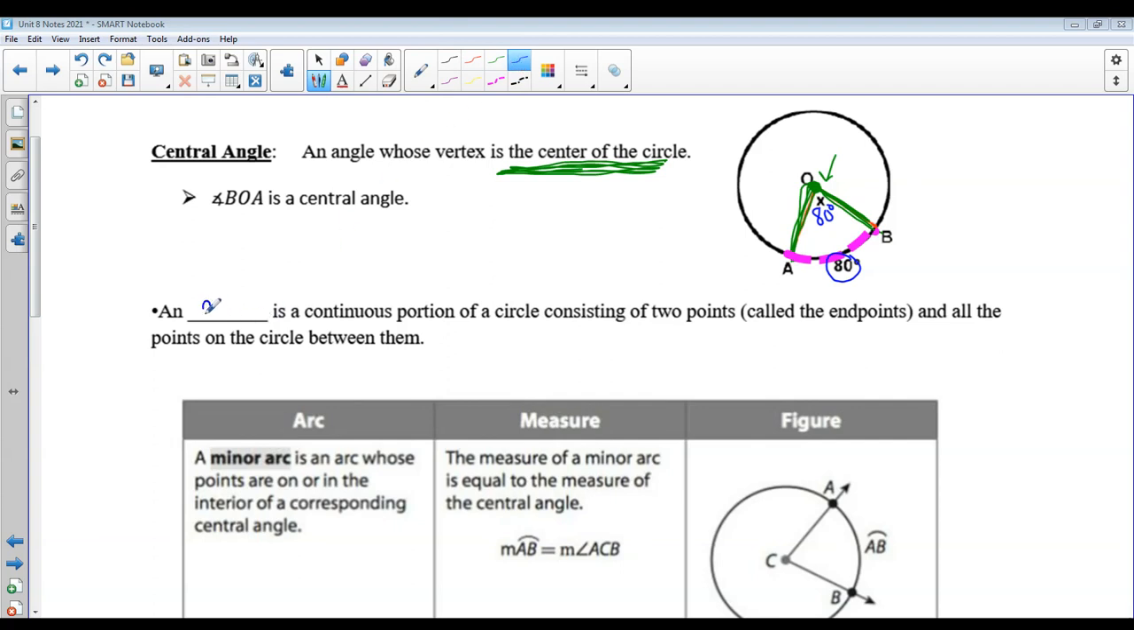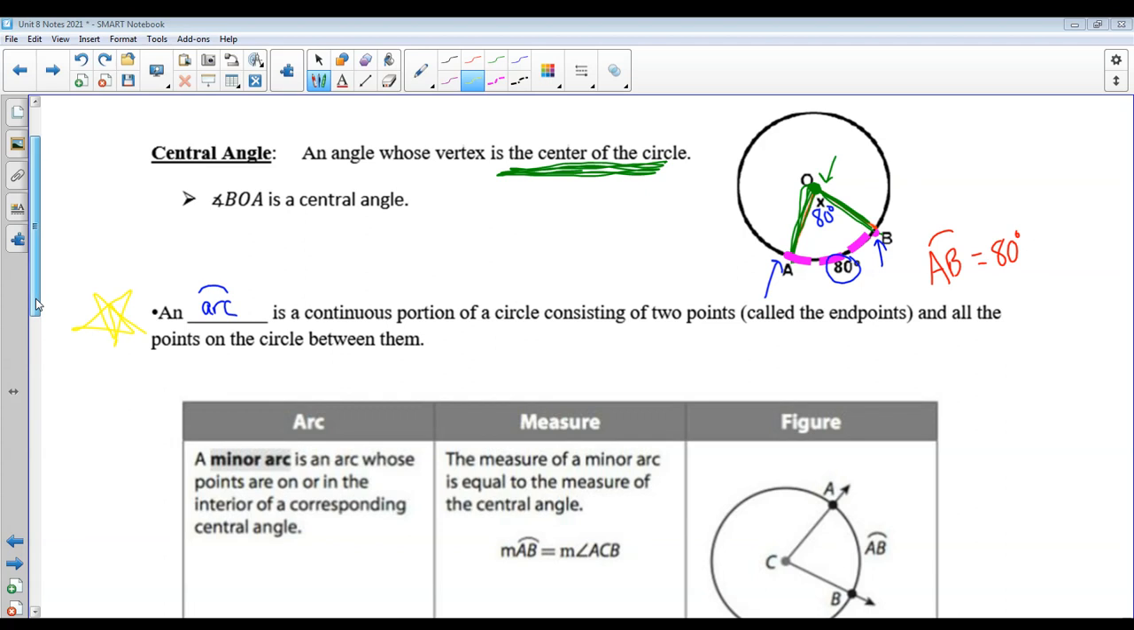Speaking of that, an arc, and the symbol for an arc is this. So it's like a segment, but it's just a curved piece. An arc is a continuous portion of a circle consisting of 2 endpoints. So here the endpoints are A and B, and all the points on the circle in between them. In this example we just looked at, I gave you the measure of arc AB. So arc AB was equal to 80 degrees. This is probably the most important vocab word we're going to learn this unit: arc.